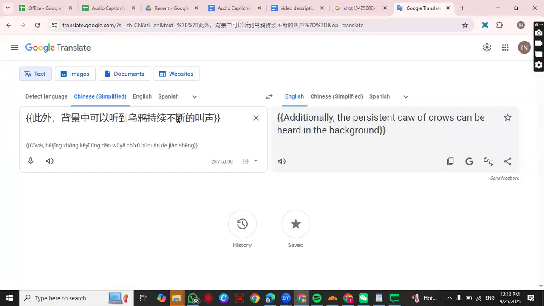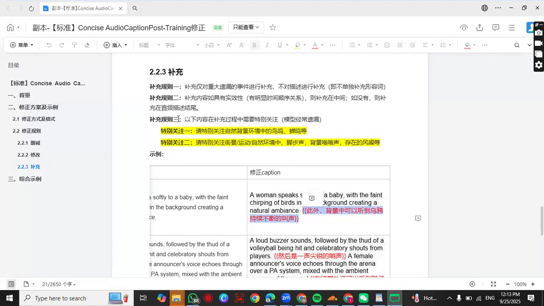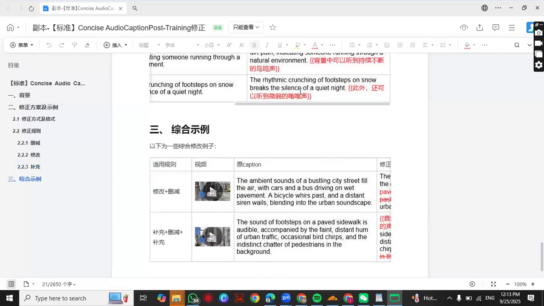Okay, again, the sound of the crow isn't mentioned, right? So what they did is that they added it. Correct, guys? Yes, ma'am. Correct, ma'am. Okay, let's do one more example of this.